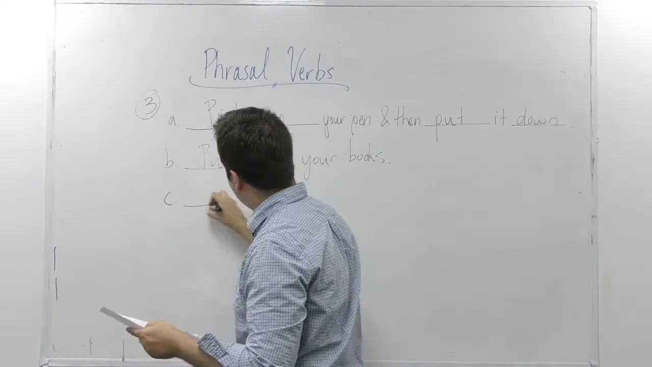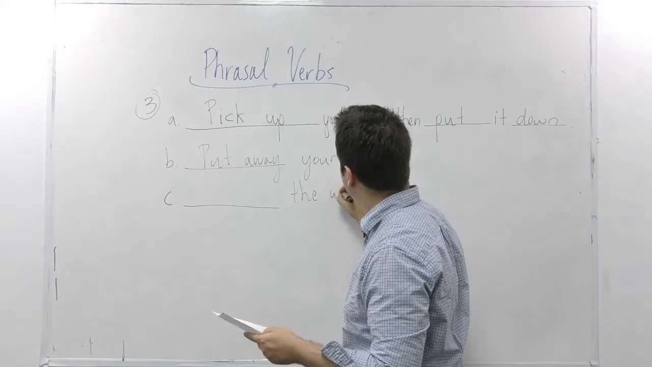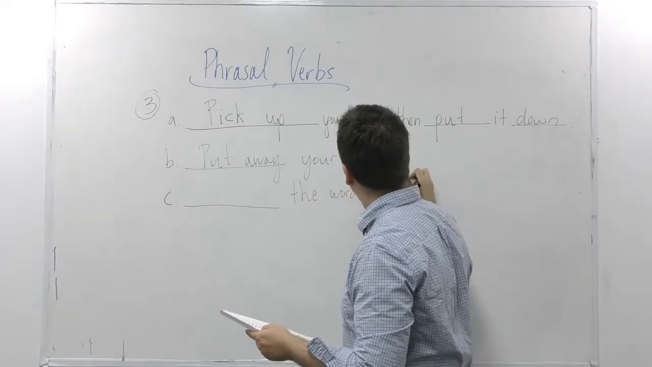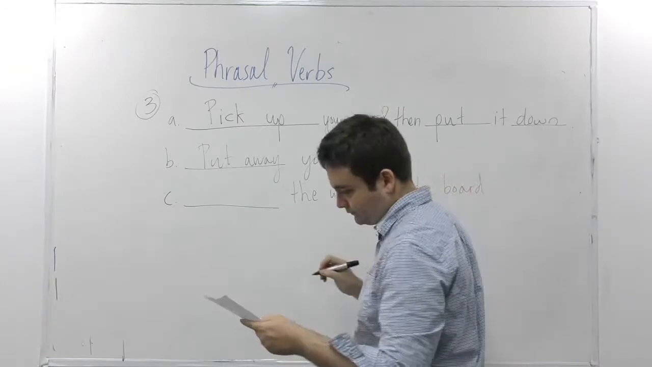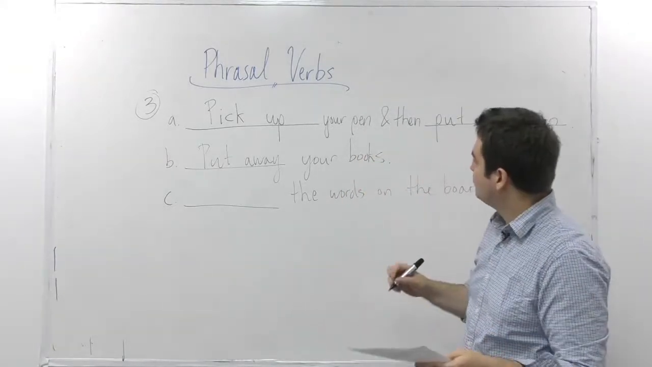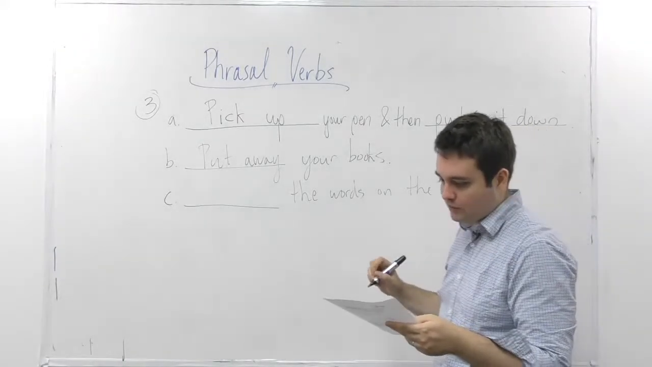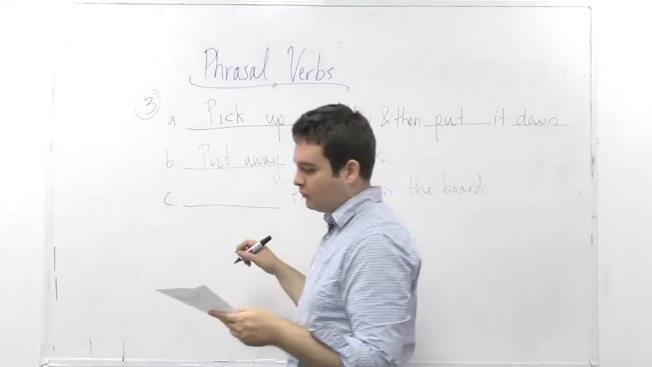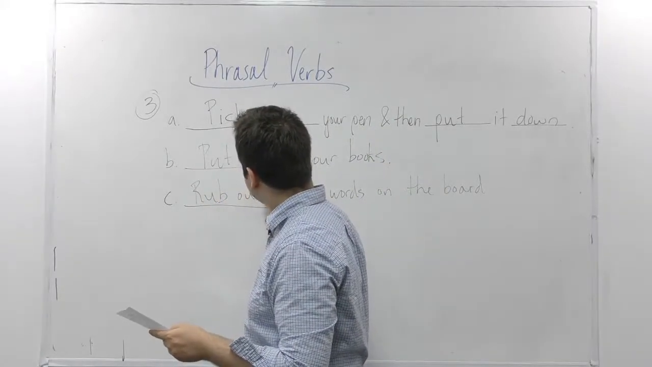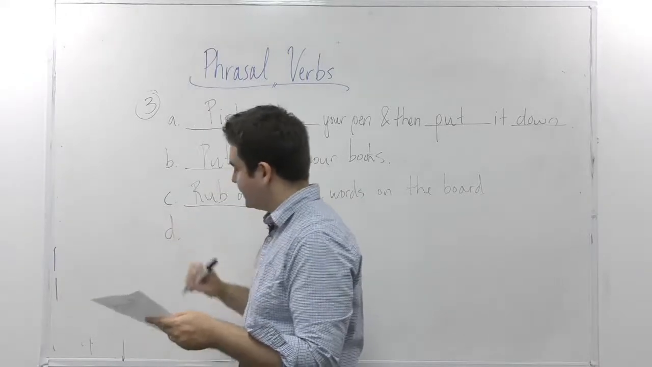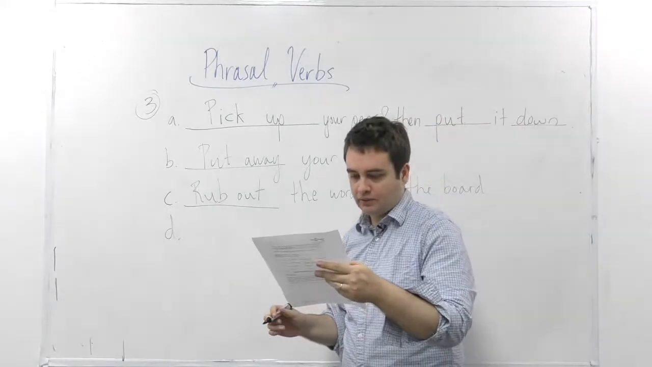Okay, let's take a look at C. Blank the words on the board. It's probably write down or erase. Let's use erase. So rub out. Okay, and this black is also starting to die, so I think during the break I need to get new markers.